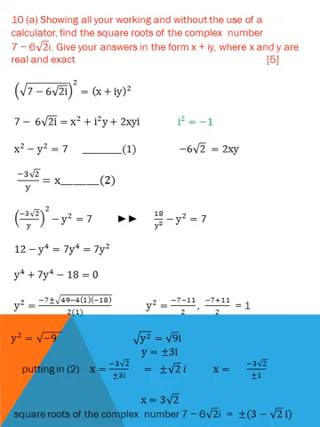The square root is equal to x plus iota y. We are taking the square on both sides. It will become 7 minus 6 under root 2 iota equals x square plus iota square y square plus 2xy iota. Here iota square is equal to minus 1, so it will become real and imaginary part. Real part is x square minus y square is equal to 7, and imaginary part 2xy is equal to minus 6 under root 2. You don't need to write iota here in the imaginary part, only use the coefficients of iota.